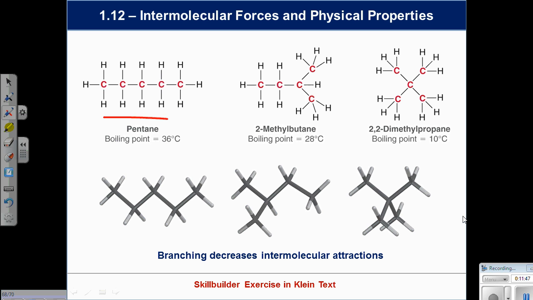It doesn't look like that in reality. It looks more like this. We'll talk about the zigzag patterns when we get into chapter 4. But it's a straight chain. And you'd have to argue that a straight chain can get close to another straight chain. There's nothing really in the way.